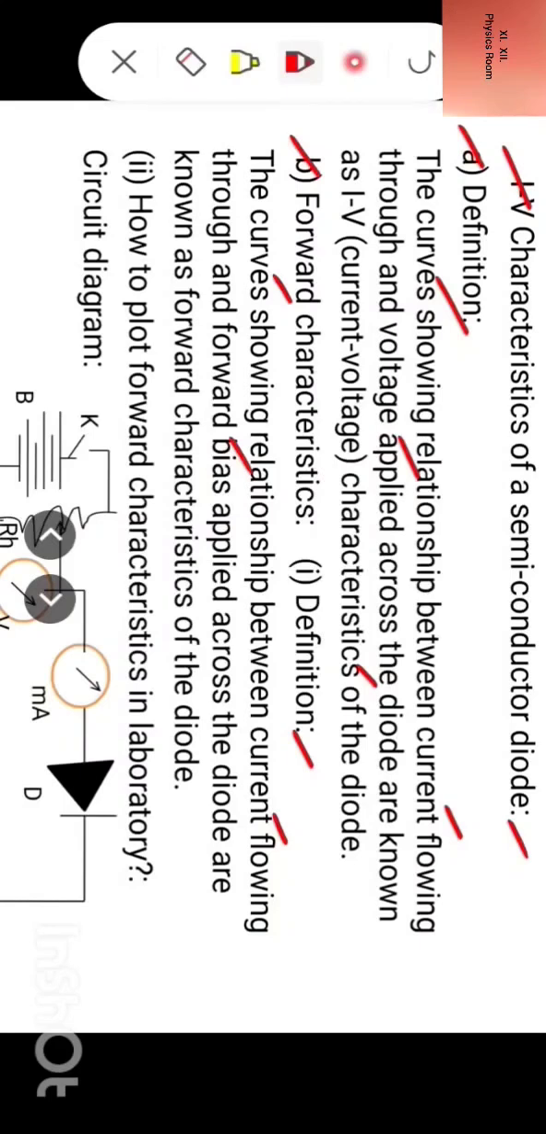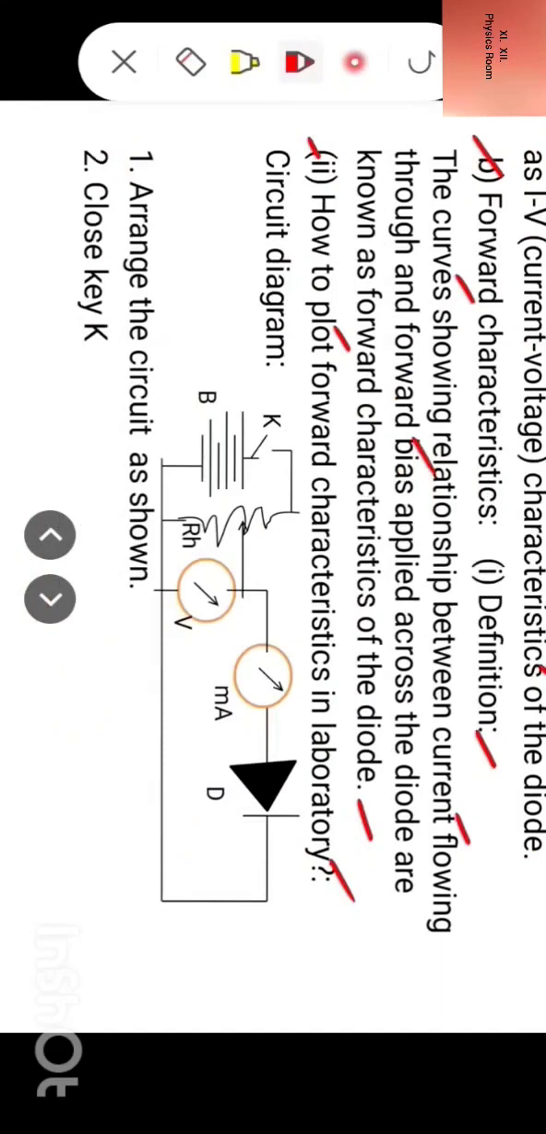I repeat the definition of forward characteristics. The curves showing relationship between current flowing through the diode and forward bias applied across the diode are known as forward characteristics of the diode. Now, second part of forward characteristics: how to plot forward characteristics in laboratory.